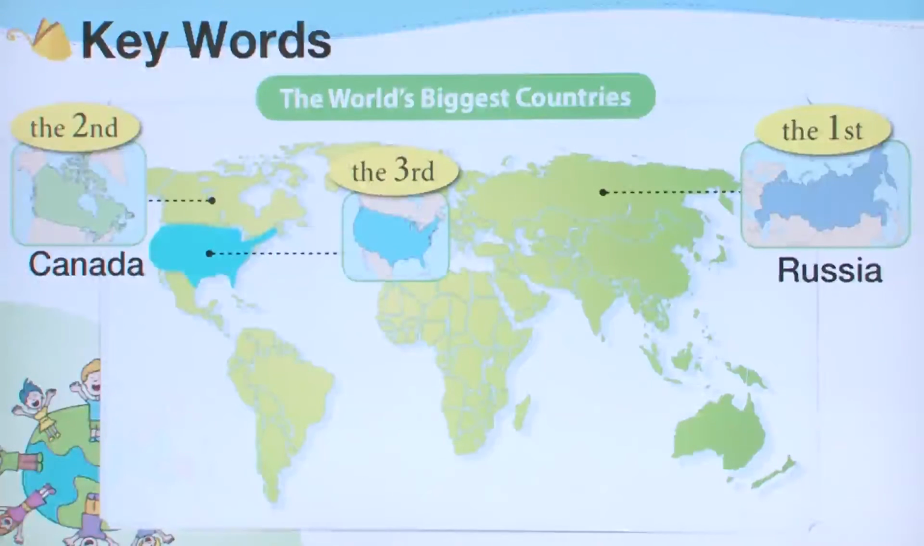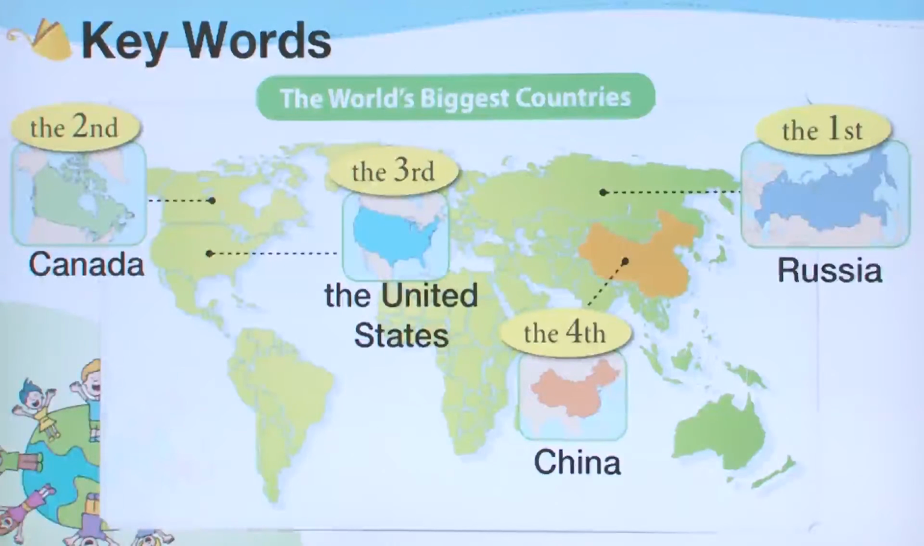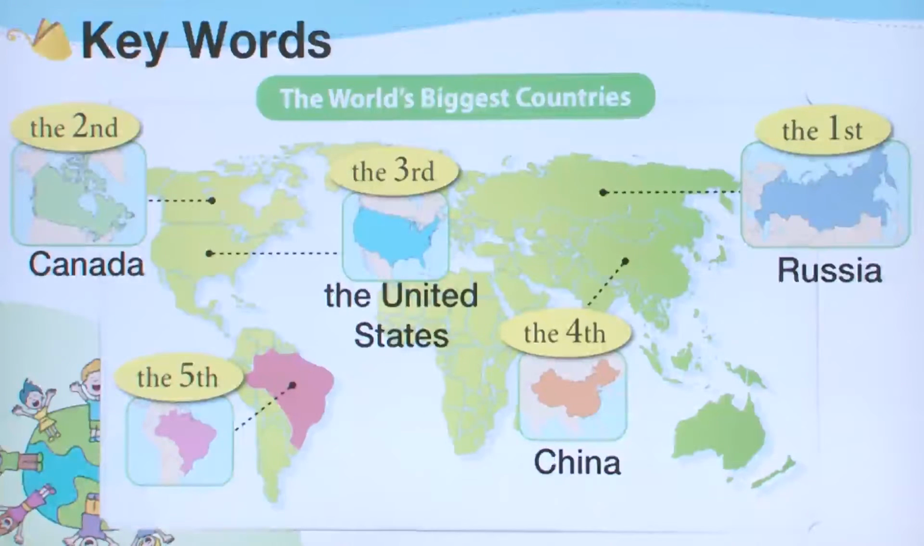Oh, there's the third biggest. What is that called? Do you know? Right, the United States of America. The United States is the third biggest country in the world. And there is the fourth biggest. What country is that? It's China. China is number 4, the fourth biggest country. And there, down near the bottom, the fifth biggest is Brazil. Brazil is the fifth biggest. There are the 5 biggest countries in the world.